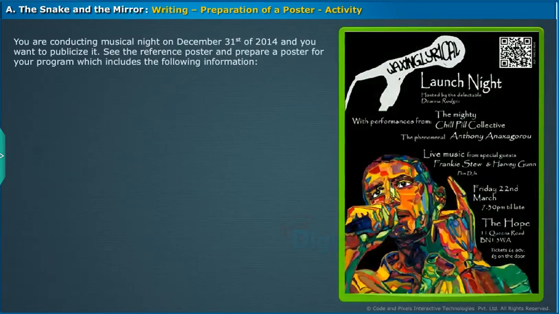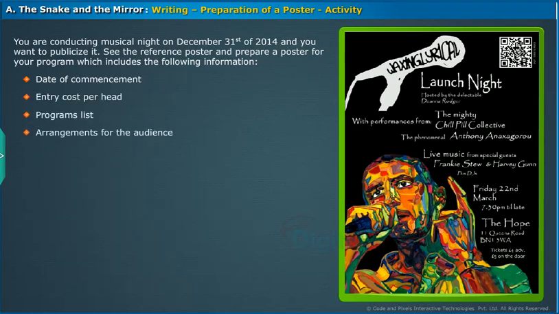You are conducting a musical night on December 31st of 2014 and you want to publicize it. See the reference poster and prepare a poster for your program, which includes the following information: date of commencement, entry cost per head, programs list, arrangements for the audience, special guests.